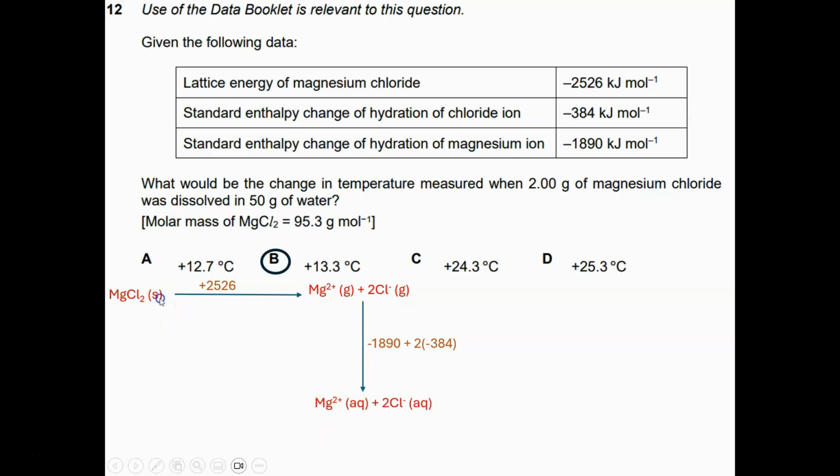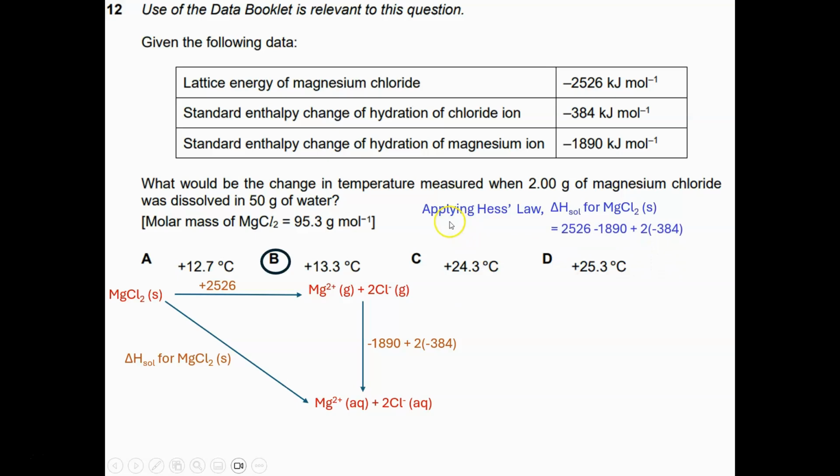Then to complete the energy cycle, this arrow represents the enthalpy change of solution for solid magnesium chloride. So I apply Hess's law. The enthalpy change of solution for magnesium chloride is 2526 plus negative 1890 plus 2 times negative 384, which will be negative 132 kilojoules per mole.